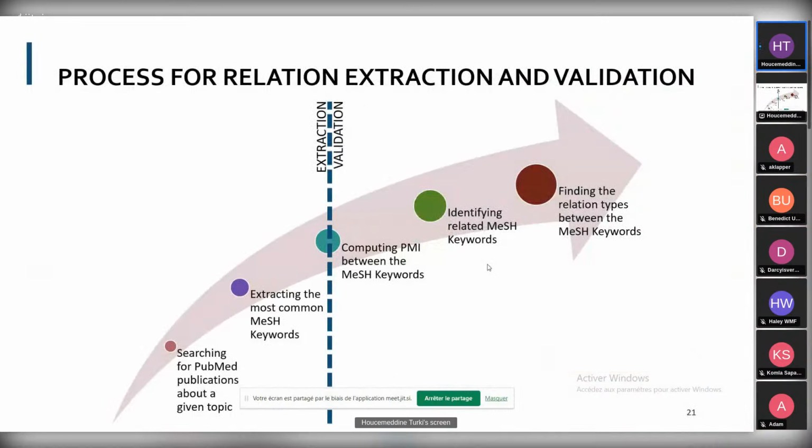So when we use that, we are doing a search in PubMed publications to find publications about a given topic. We extract the most common MeSH keywords, and then we compute the PMI between the MeSH keywords to identify the most related MeSH keywords. And then when we consider the related MeSH keywords, we are identifying the relation type between these MeSH keywords using the MeSH to Matrix approach that we have explained before.